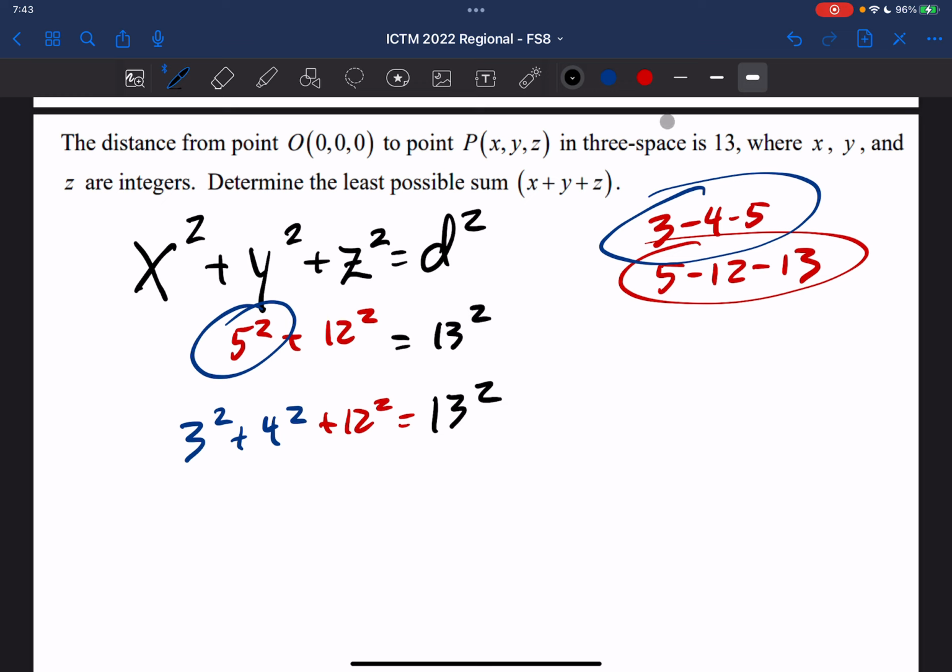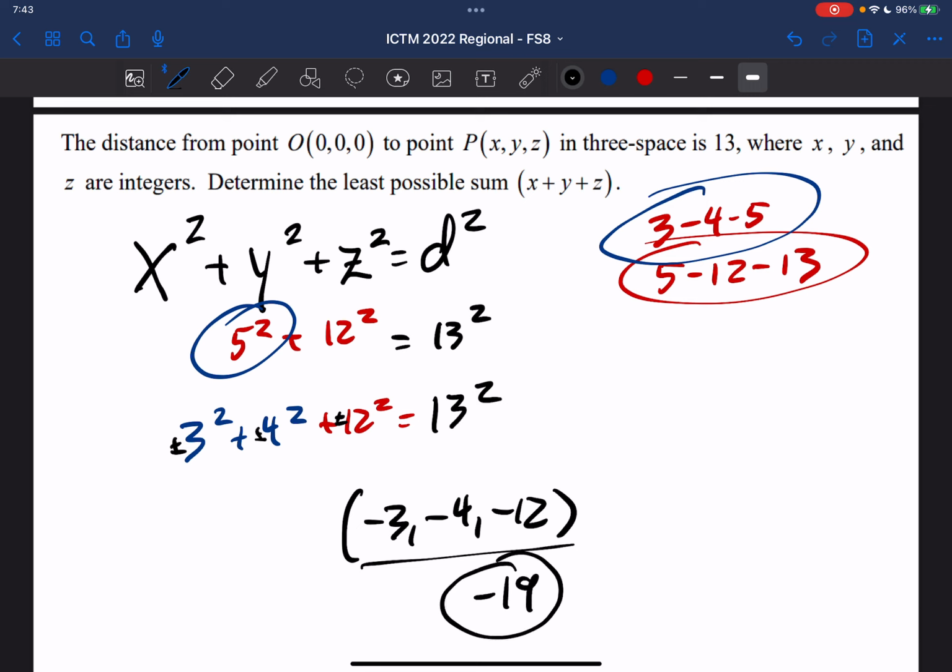Now in this situation, these are points, which means that x, y, and z could all be negative. So that means it could actually be plus or minus 3, 4, and 12. So we want the lowest possible sum. So that's negative 3, negative 4, negative 12. And so when we add these together, this is where we get negative 19.